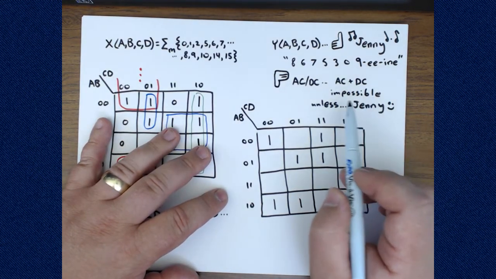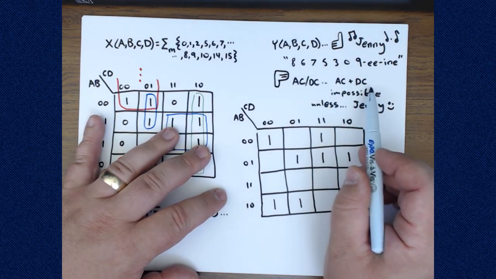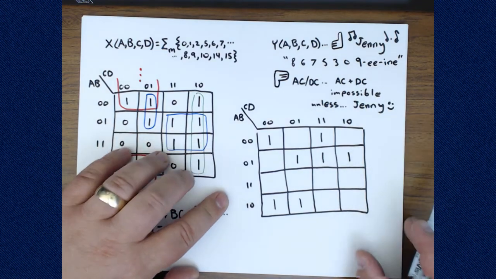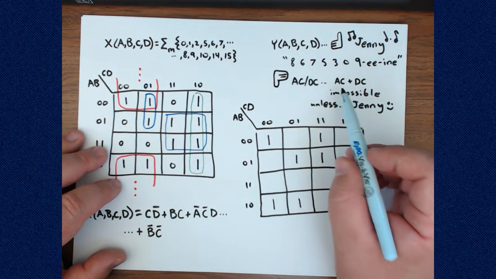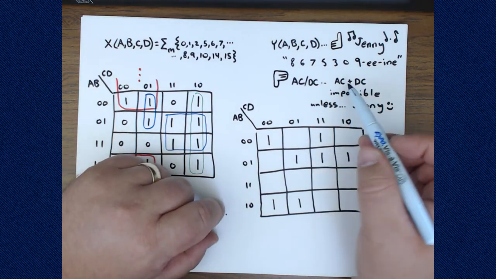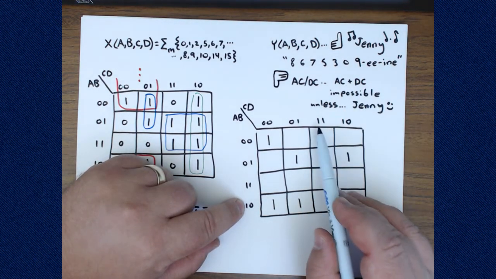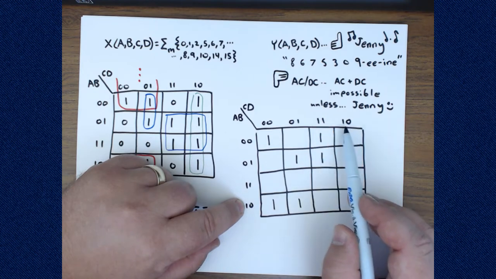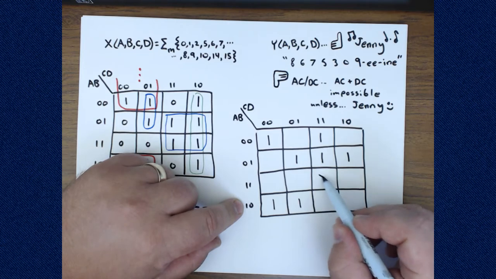Now, we don't want anything from the circuit AC or DC to ever happen. So we're going to say that's going to be physically impossible, unless, of course, it is also one of Jenny's digits. So AC, the product, is A is a 1 and C is a 1. So A is a 1 in the bottom 2 rows. C is a 1 in the right 2 columns. So that's these 4. We're going to mark those with X's.